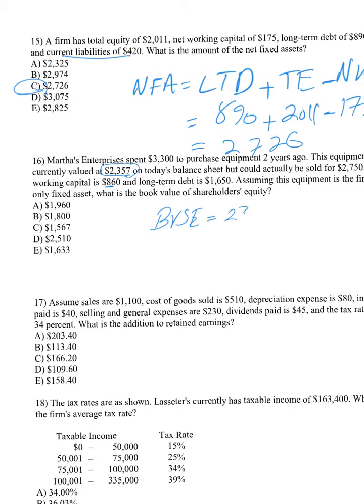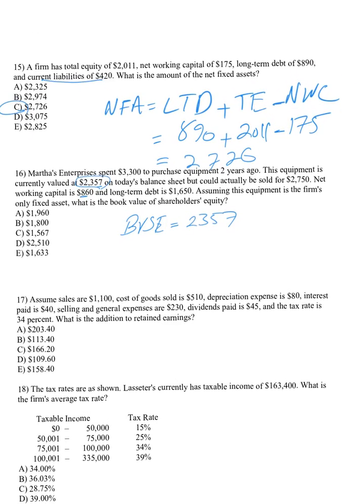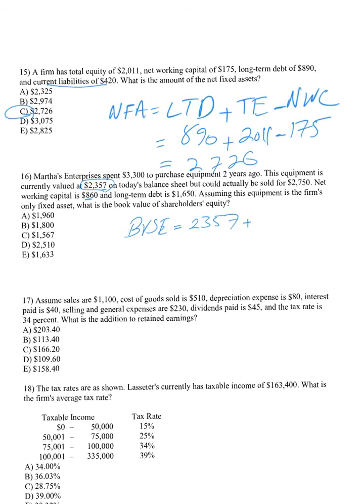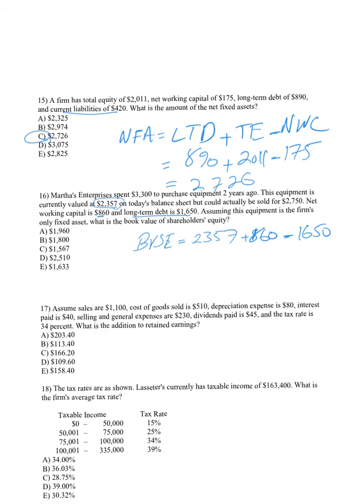2,357. So this is 2,357 plus the net working capital. The net working capital resembles the total assets, which is 860 in our case, minus total liabilities, which in our case is the total long-term debt, $1,650. Calculating this amount gives you 1,567, which is C.